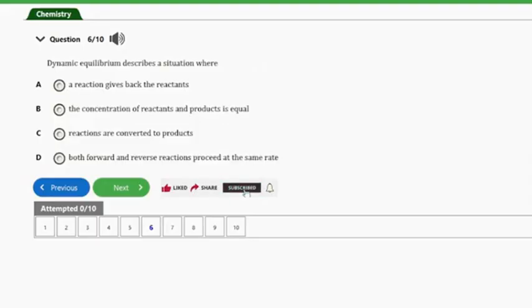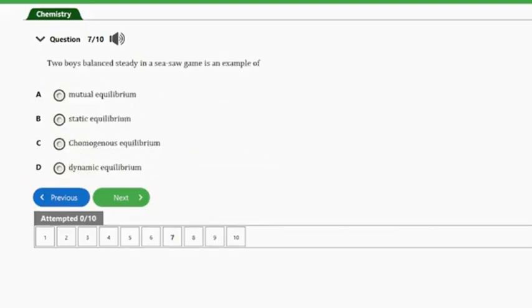Question number 6. It says, dynamic equilibrium describes a situation where A, reaction gives back the reactant, B, the concentration of reactants and products are equal, C, reactants are converted to products, D, both forward and reverse reactions proceed at the same rate. So guys, the answer to this question is option D here. Dynamic equilibrium describes a situation where both forward and reverse reactions proceed at the same rate.